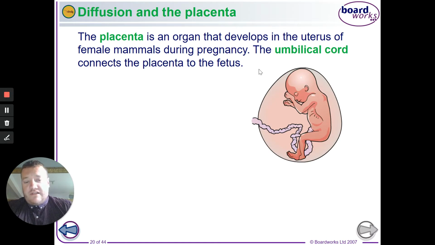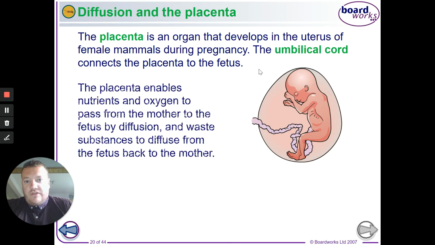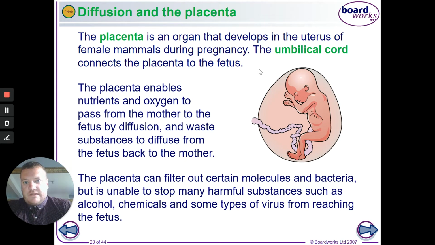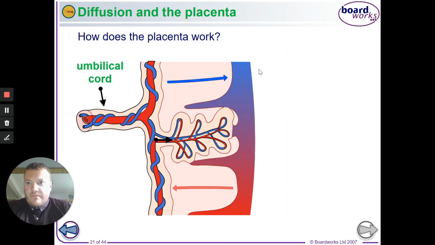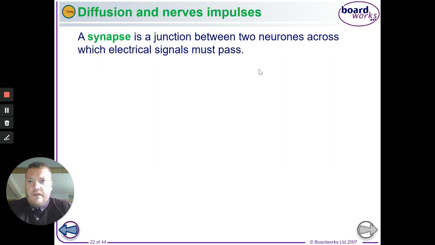Another place it happens is the placenta. So we can diffuse nutrients and stuff from the mother to the baby via the placenta, which is stuck to the wall of the womb or the uterus. Okay, things diffuse over. That can be good things like food and nutrients. It can also be bad things like viruses and alcohol and things like that. So it's why it's important to look after yourself when you're pregnant. We're not on that one though.